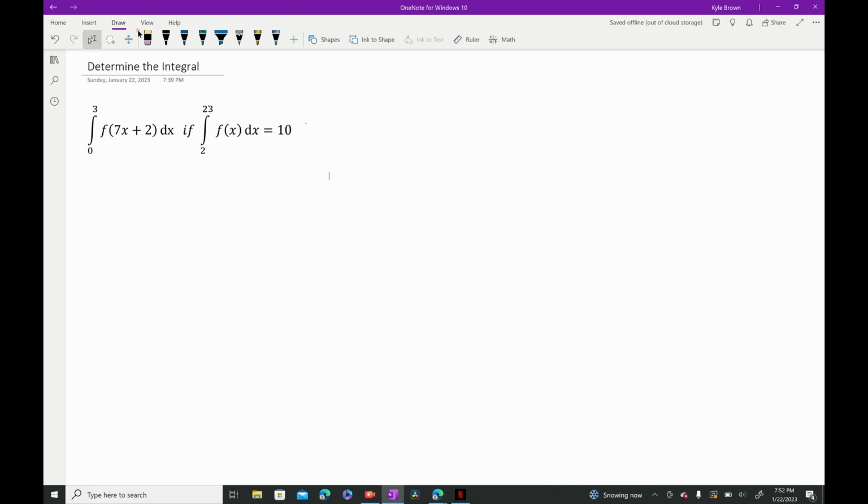It was called, in my homework, just "determine," and then it had this integral, and then this other thing that's an integral that's weirdly written. But never mind that, we're gonna solve this. So when you see a problem like this, the first thing you have to do is u-sub this inside value.